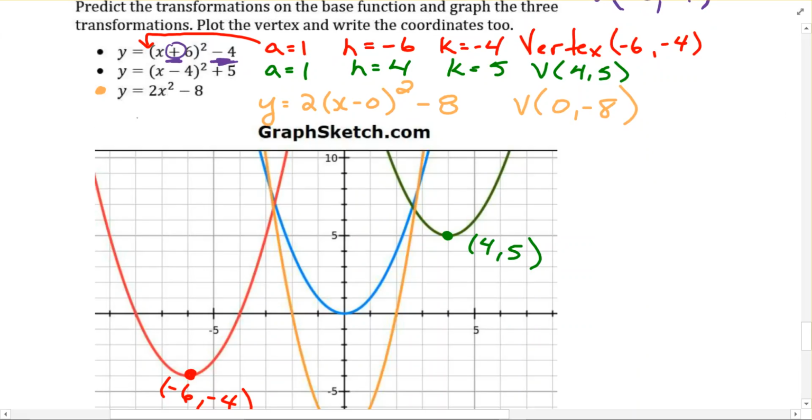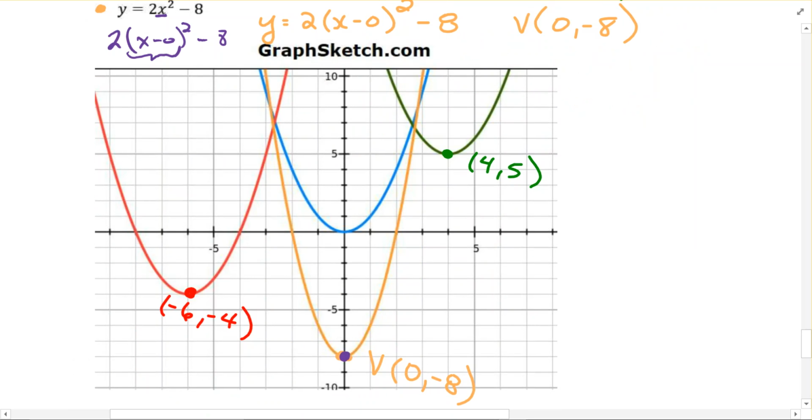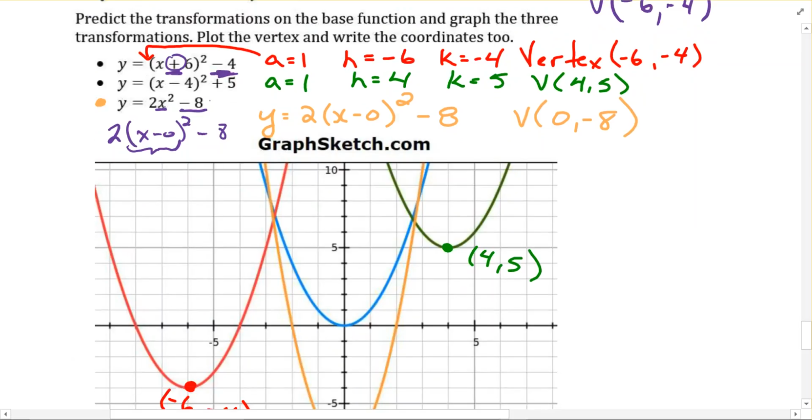All we have to do is think about this a little differently. So if you could rewrite this as 2 times, instead of x, what if I wrote that as x minus 0 and then squared? That's the same thing, right? That's still x squared minus 8. And now from this, you can see that there is no transformation in the x direction, right? It's going to just stay at 0. So that's why you can see our yellow one didn't move left or right. It only moved down because our vertex was at negative 8 there.